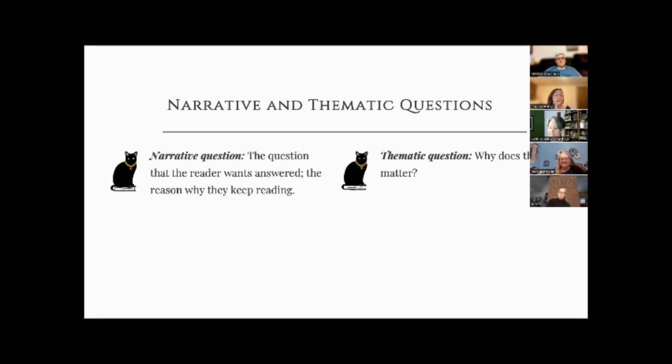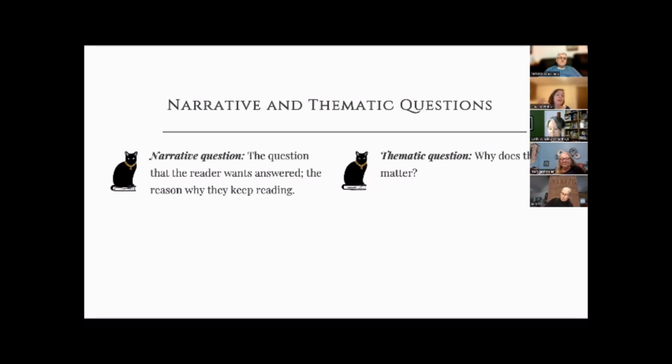And then the big one, is the narrative question answered by the end of the story? If it's not answered by the end of the story, your reader's going to be really mad. So those are some ways to look at your draft through the lens of narrative questions.